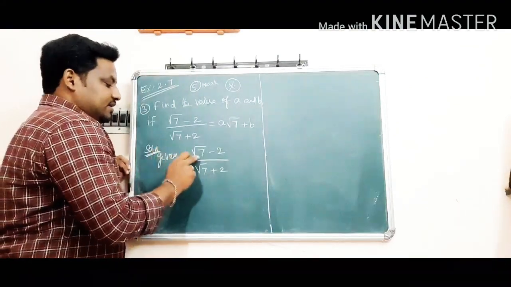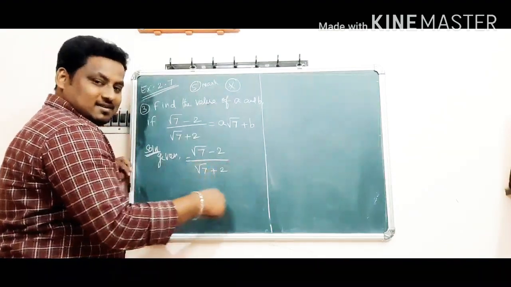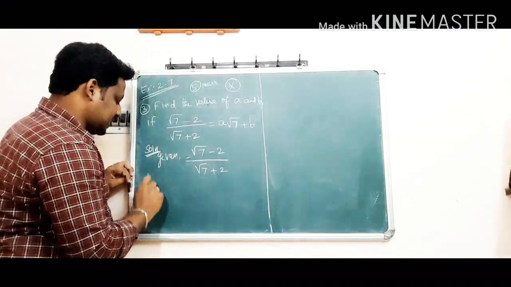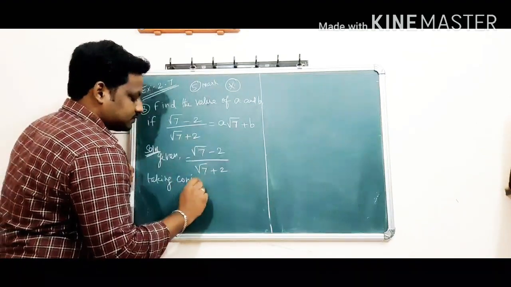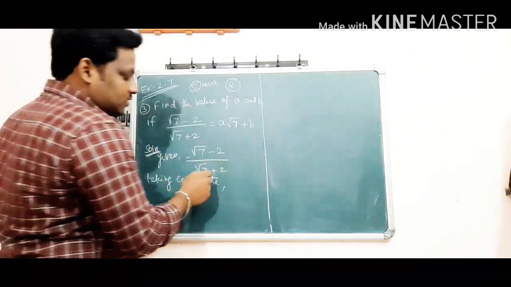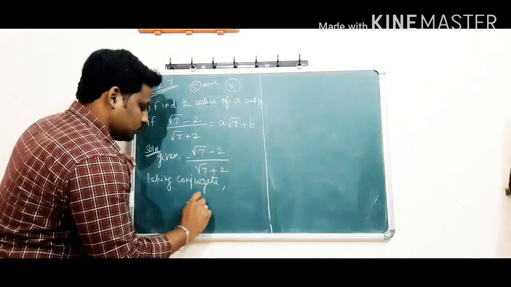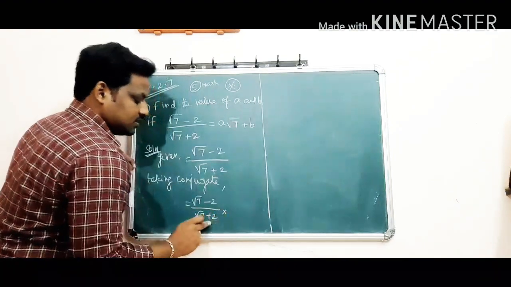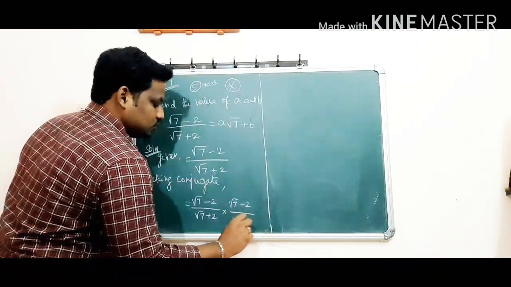So on the left hand side, we take root 7 minus 2 divided by root 7 plus 2. So now rationalizing the denominator. Rationalizing the denominator means you have to take the conjugate value. So taking the conjugate, what is the denominator given? Root 7 plus 2. So what is the conjugate? Root 7 minus 2. So (root 7 minus 2) divided by (root 7 plus 2), multiplied by (root 7 minus 2) divided by (root 7 minus 2).